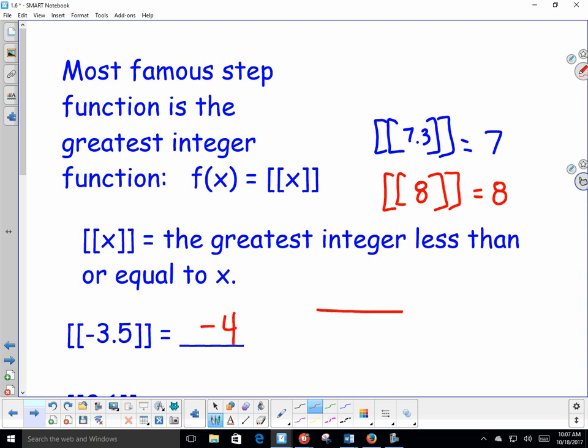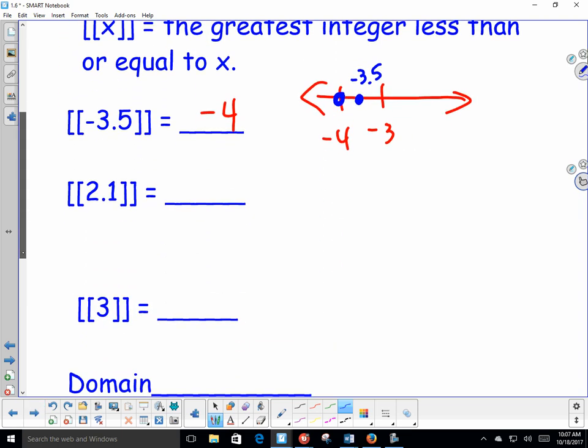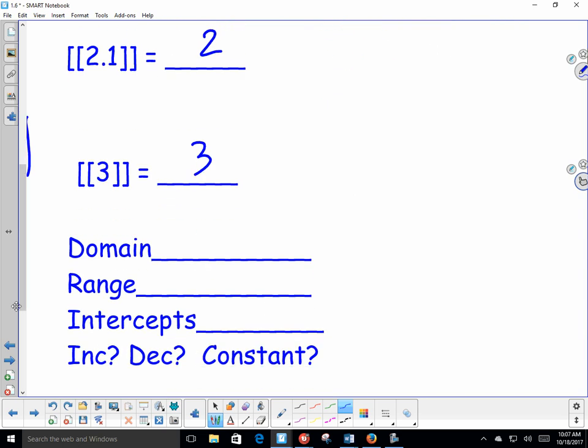Yes, because picture a number line, here's negative 3, here's negative 4, here's negative 3.5, but we want the greatest integer that's less than or equal to negative 3.5, so that would be negative 4, right? I've got to go to the left of the number. All right? Okay. What's the greatest integer less than or equal to 2.1? 2. What's the greatest integer less than or equal to 3? 3.